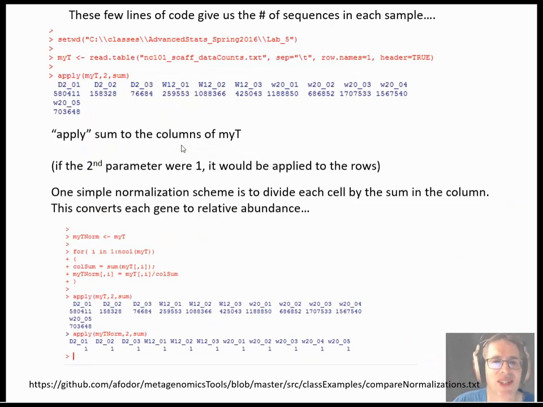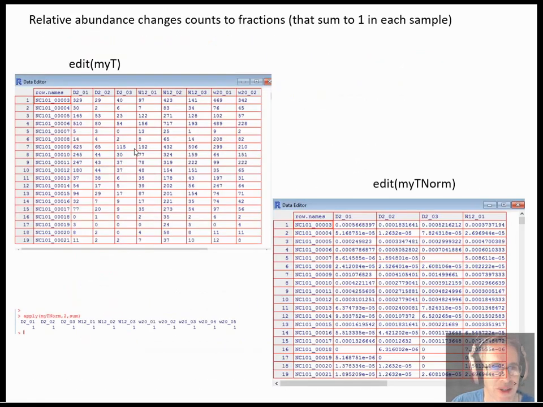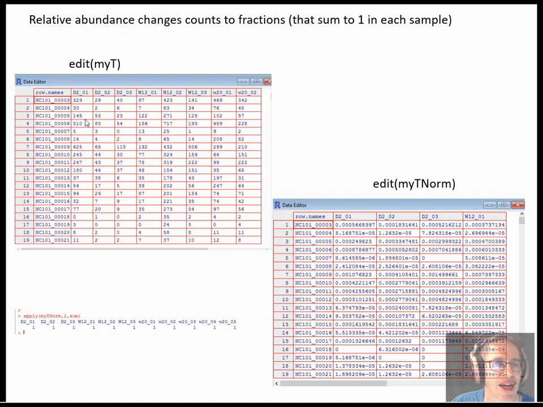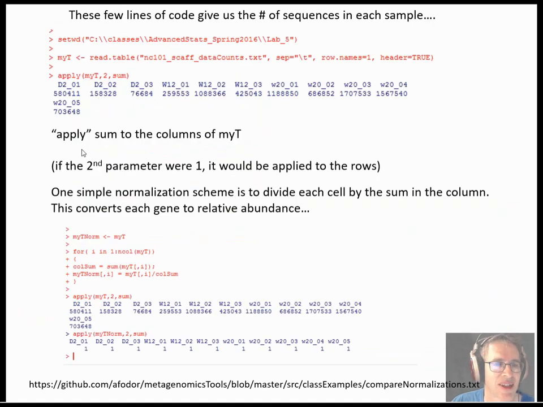So again, we're seeking just the simplest possible normalization scheme to start our thinking about normalization. The simplest thing we can do is to simply divide each one of these data points by the sum of all the reads in the sample. This is just going to be straight relative abundance. This first sample, it turns out, has 58,000 reads, and we get this by applying to our table the function sum.